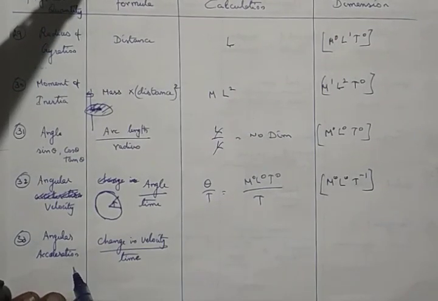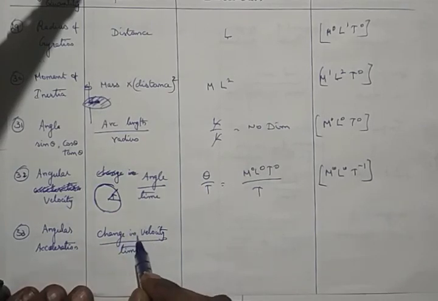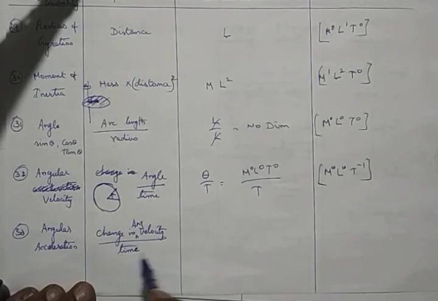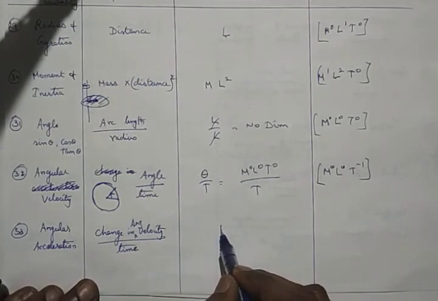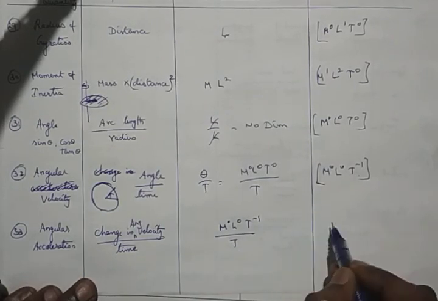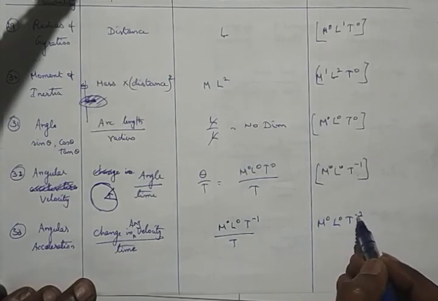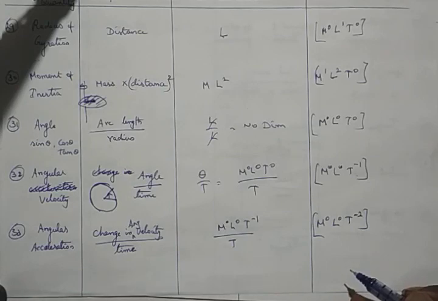Next is angular acceleration. What is angular acceleration? Change in angular velocity upon time. So it makes this formula upon time. M0 L0 T minus 1 upon T makes it M0 L0 T minus 2. So that is angular acceleration.